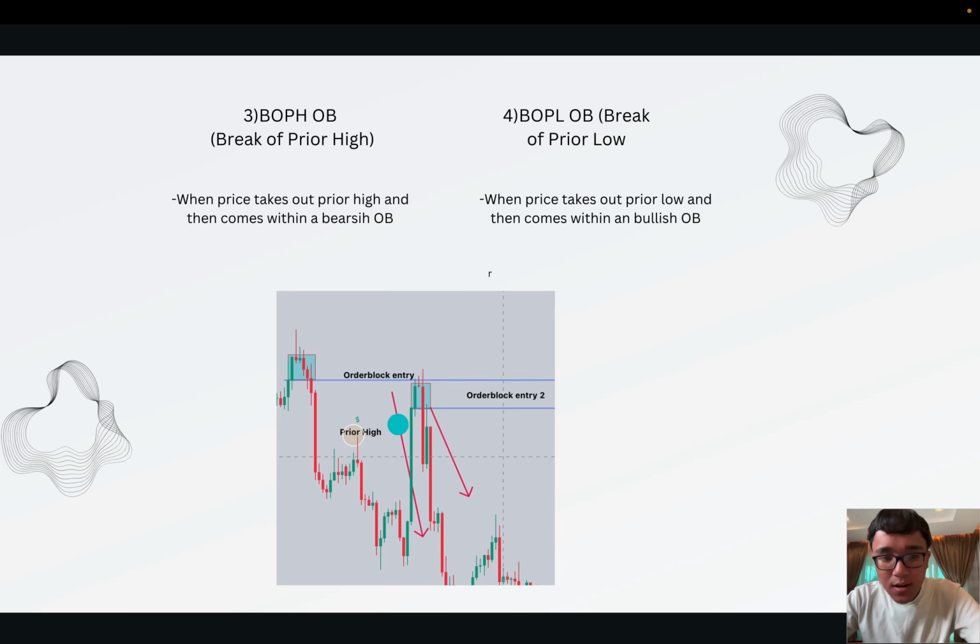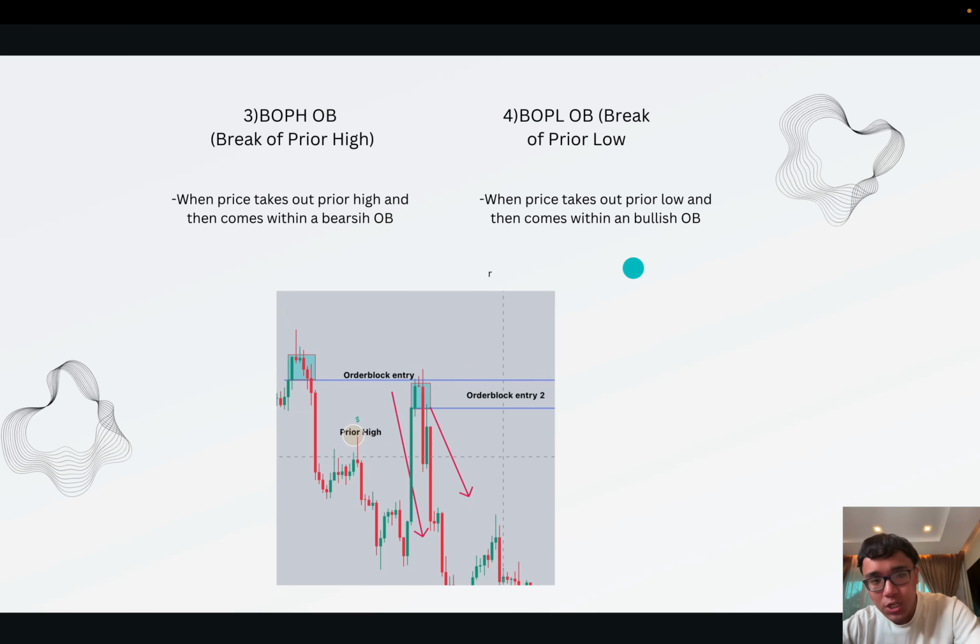Now, as you can see here, this is a top order block in here. Price creates a bullish candle, bearish engulfing candle, and that is another entry. And now for the last one, this is the same thing as number 3, just for a bullish. So if we are overall bullish and we see that price has taken out a prior low before coming back into a bullish order block, that is a great A+ order block to enter into.